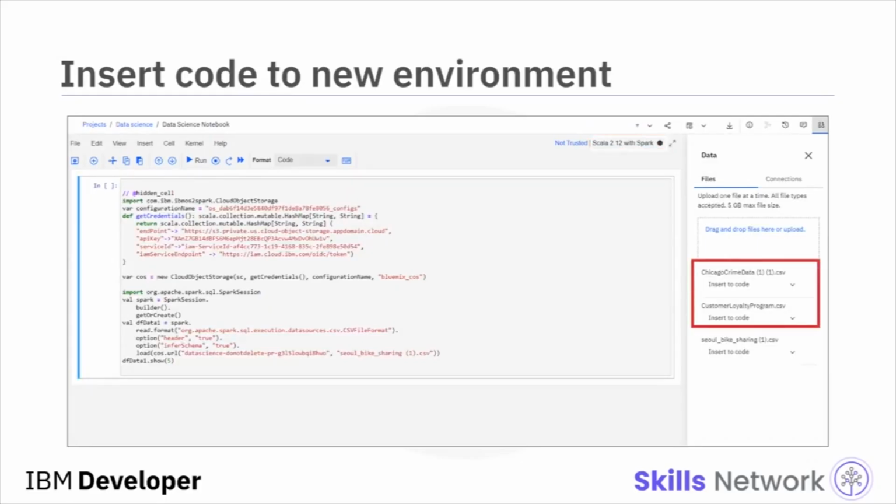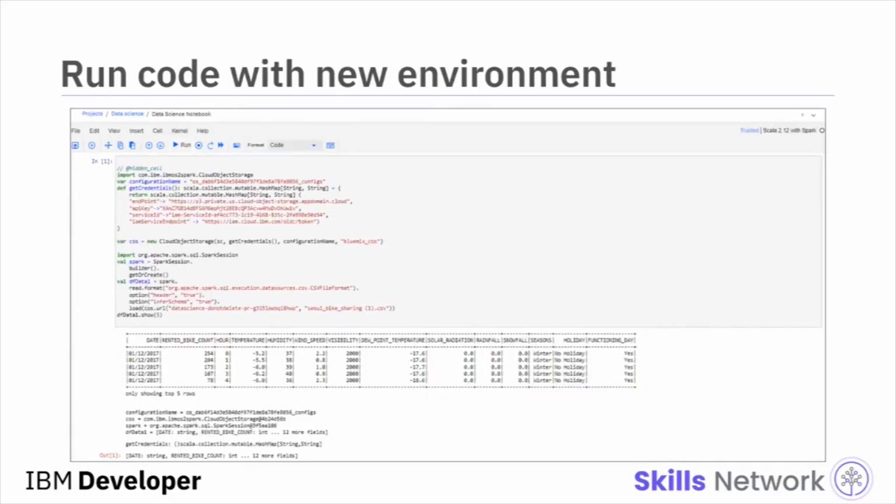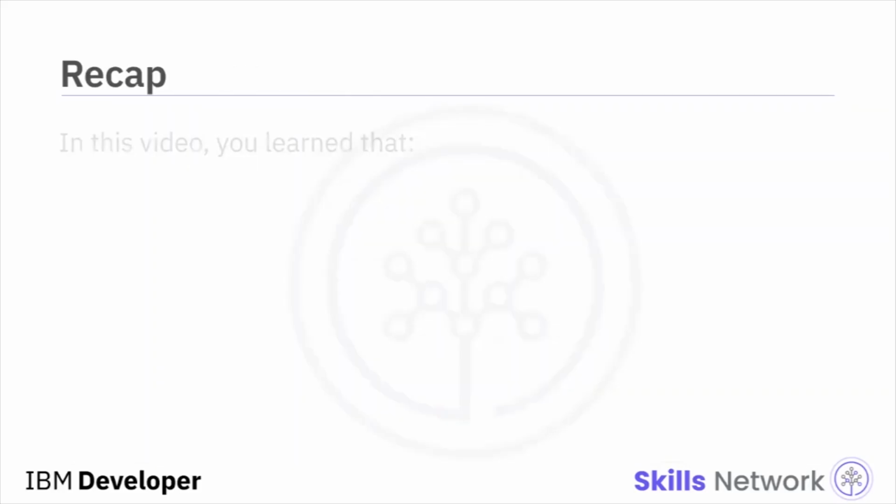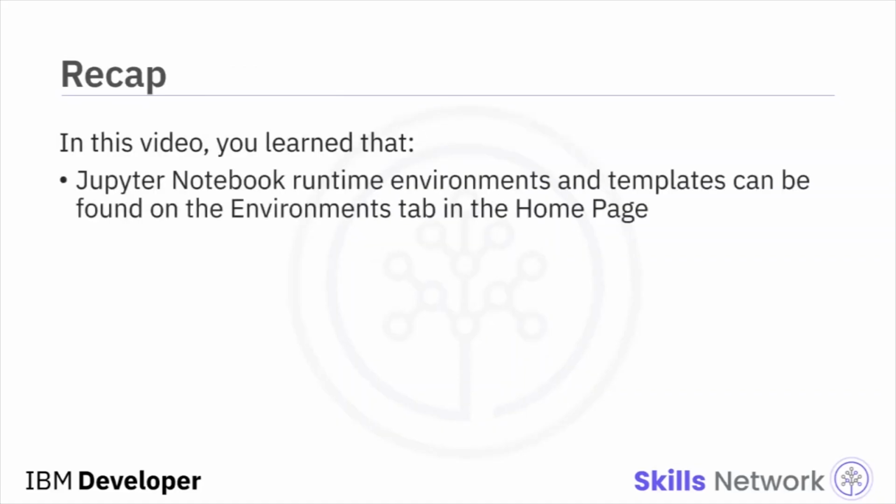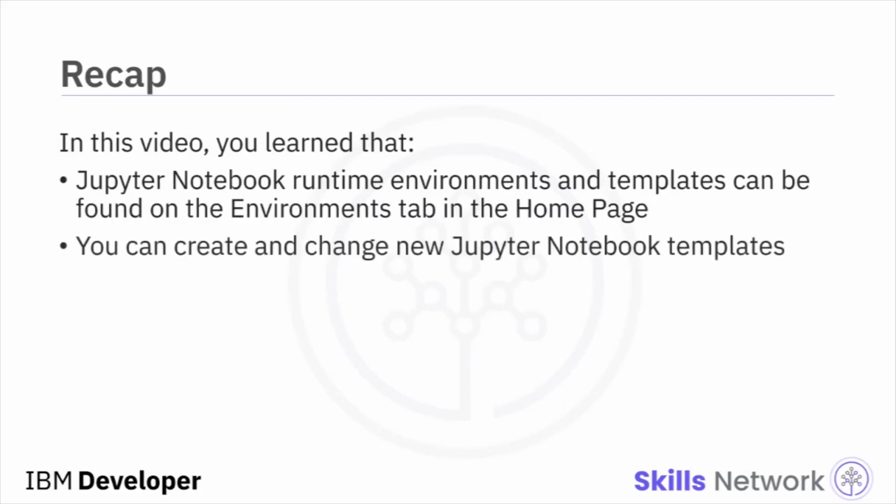Now you can drag and drop any CSV file to upload and then click Insert to Code to include the code into the notebook. To execute the notebook, click Run, and you will see that the output is now using the new runtime environment. In this video, you learned that Jupyter Notebook runtime environments and templates can be found on the Environments tab in the Home page, and you can create and change new Jupyter Notebook templates.